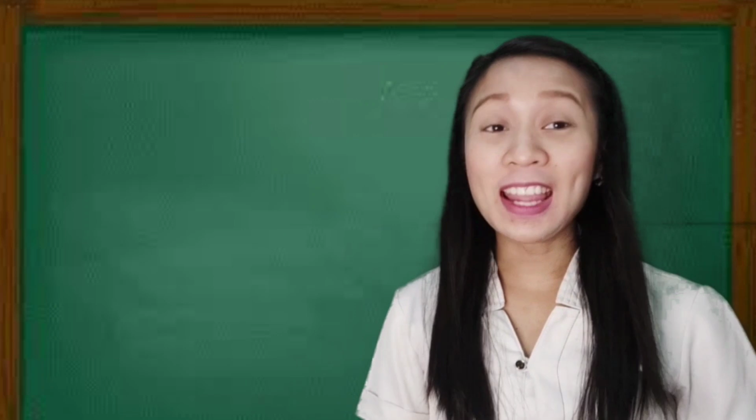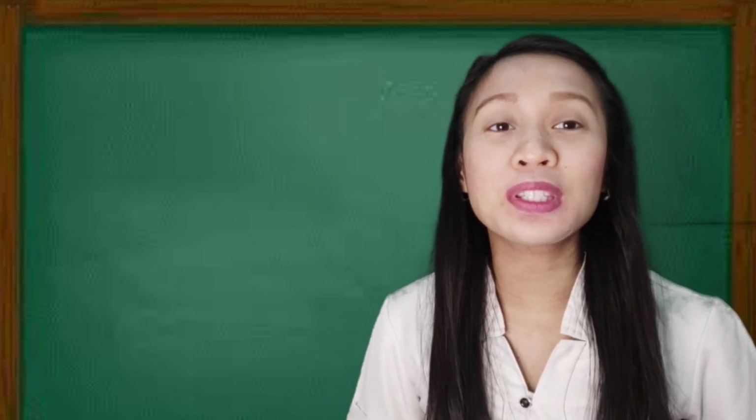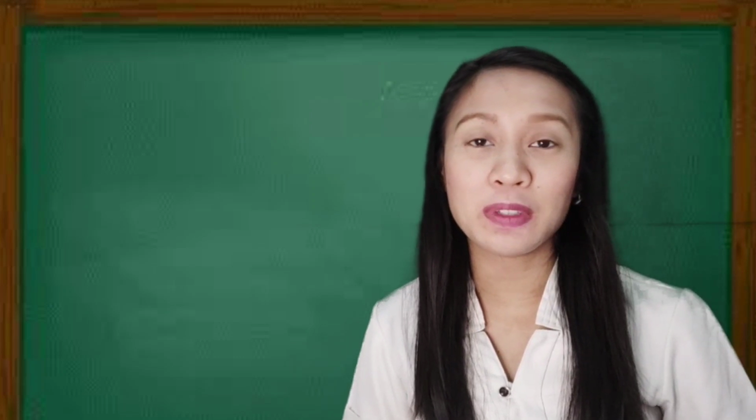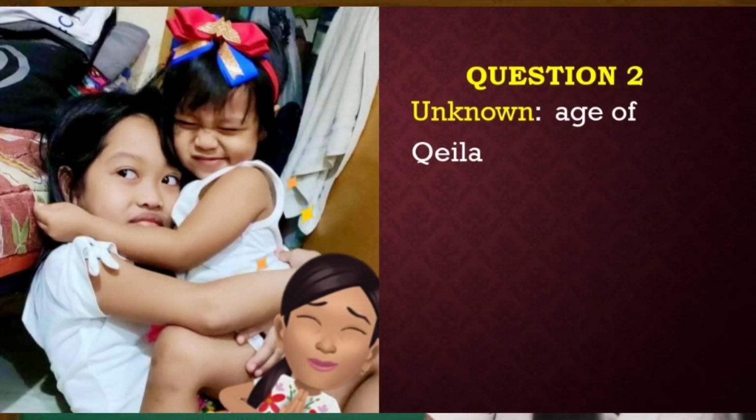That's it! That is our first example. That is how we use algebraic expressions in real-life situations. I have here another example. Next example: Milea is now 4 years old. If the age of Kayla is the square of Milea's age, how old is Kayla now? For our unknown, it would be the age of Kayla.